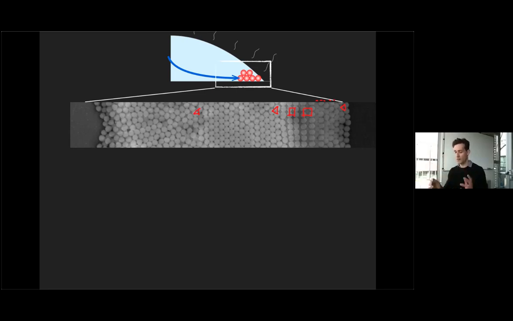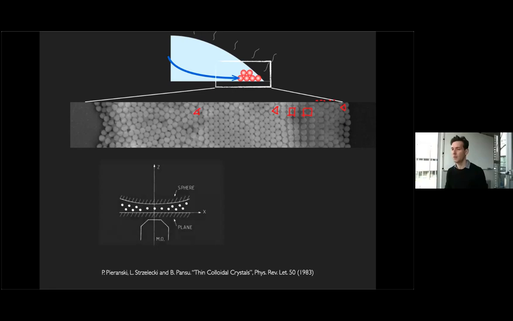We were quite puzzled by that until we found out that this type of change in packing mechanism had been experienced before by Pavel Piranski in Paris. He observed it also with colloids, but he didn't do it with a droplet. He just put them in a sphere, confining the system with a sphere and a flat plane. This means that the height will be changing, allowing different types of packing depending on how much depth or height they have available.